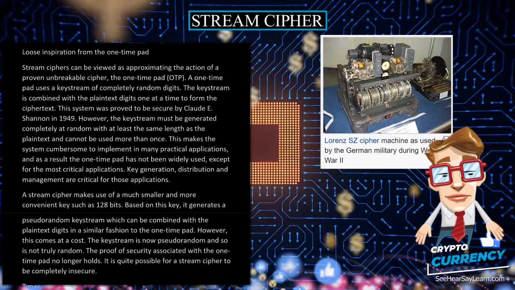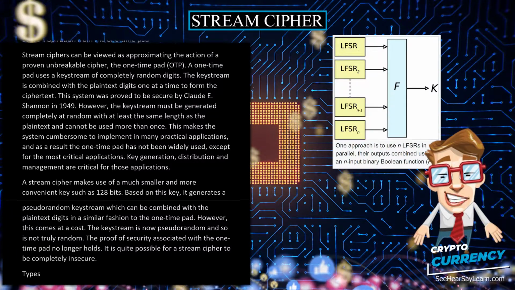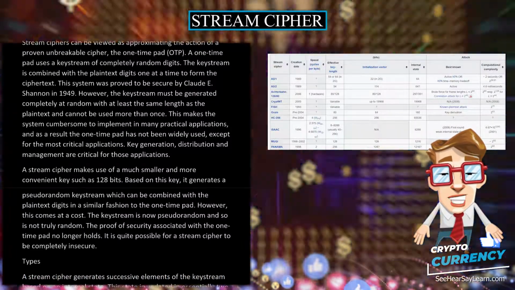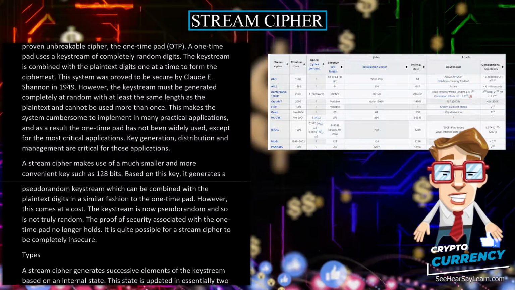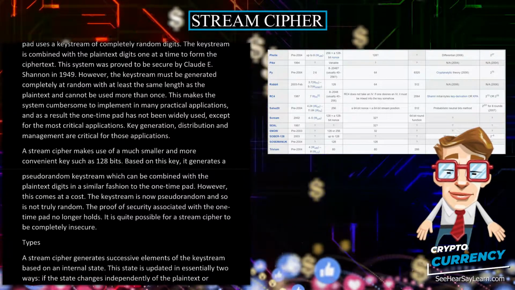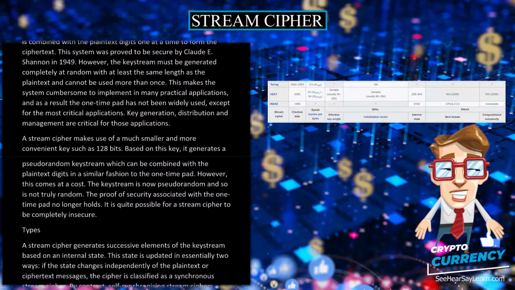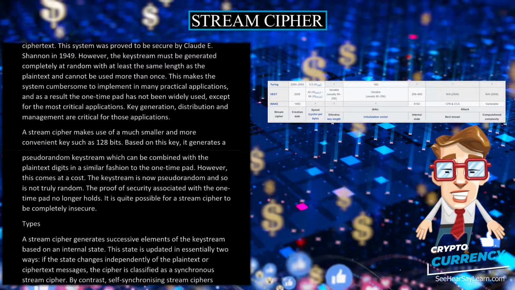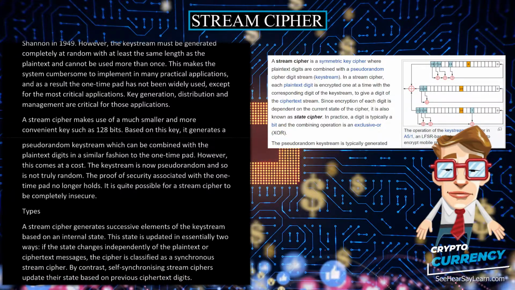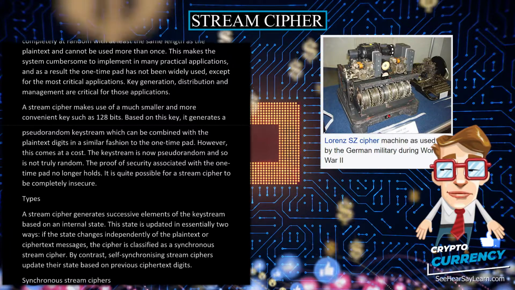This makes the system cumbersome to implement in many practical applications, and as a result the one-time pad has not been widely used, except for the most critical applications. Key generation, distribution and management are critical for those applications. A stream cipher makes use of a much smaller and more convenient key such as 128 bits. Based on this key, it generates a pseudorandom key stream which can be combined with the plaintext digits in a similar fashion to the one-time pad.